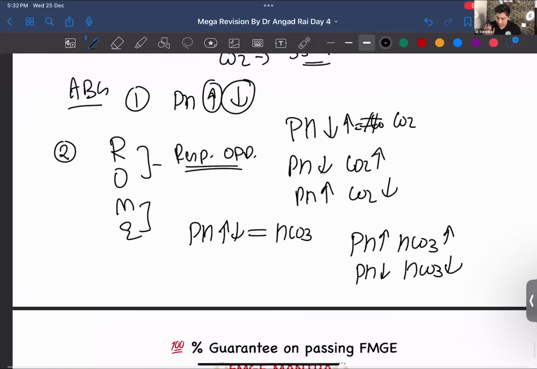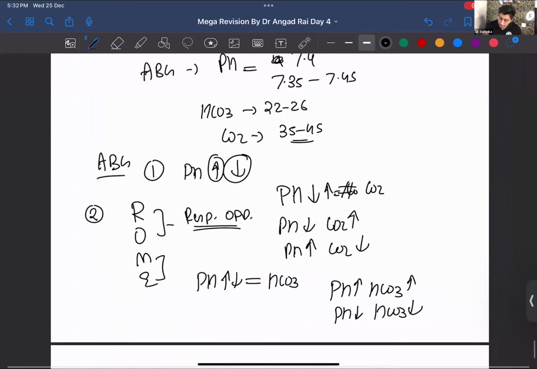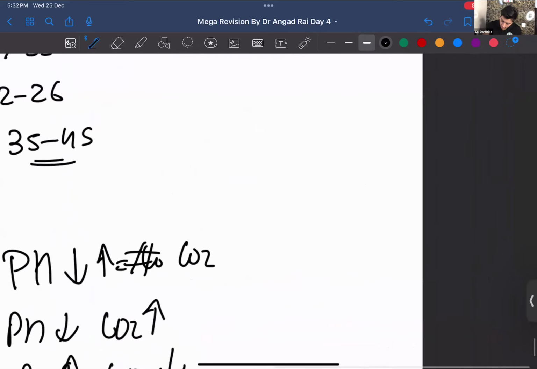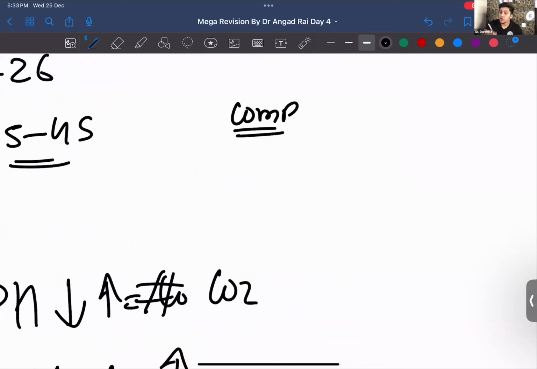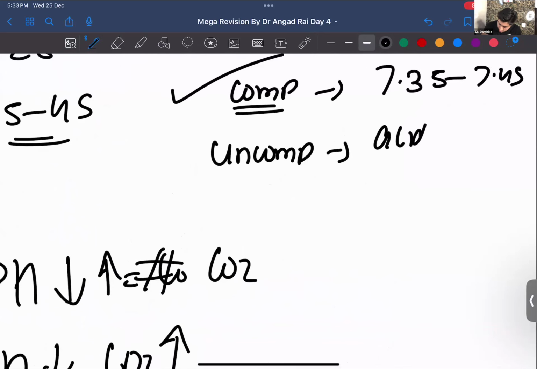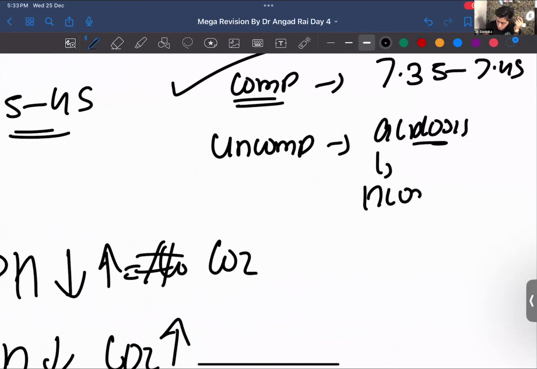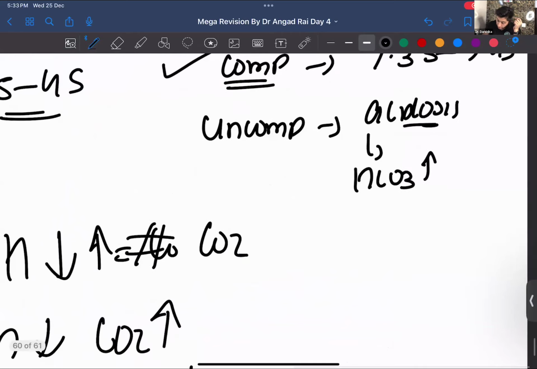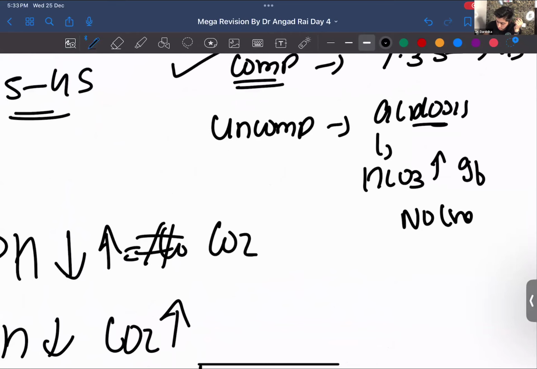This is ABG. The difference between compensated, uncompensated and partially compensated: after your answer, if the pH is coming between 7.35 to 7.45, it is compensated. Uncompensated means, if you're having acidosis, in the question acidosis is the issue. To correct acidosis, bicarbonate should increase. If there is no change, then it is known as uncompensated.